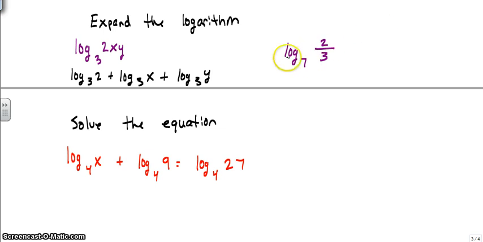Here's our next one. We have log base 7 of 2 over 3, or 2 divided by 3, or 2/3, however you want to say that. And here I have division, so I'm going to write log base 7 of the top, the numerator, which is 2, minus log base 7 of the denominator, which is 3.